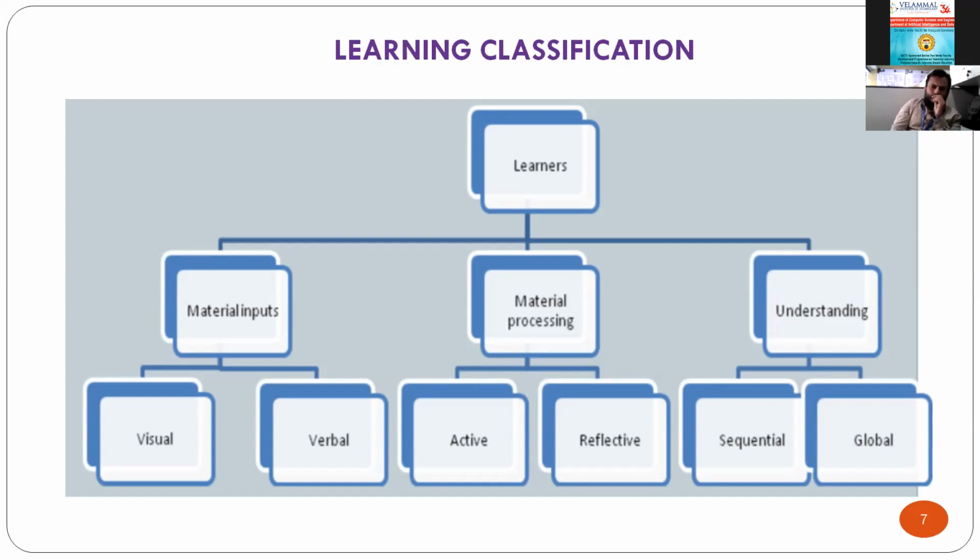Last one, understanding is sequential. Suppose in any mathematical subject, some learners have to go through each and every step. After that, they can understand the particular mathematical model or any algorithm or any program. Some learners can understand the particular concept without sequential steps. Suppose with one view of the particular layout, they can understand easily. That is global. That is called learning classification.